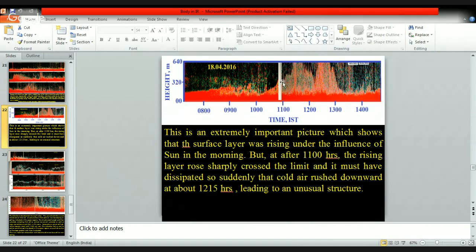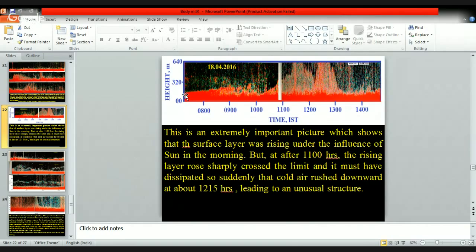That means the inversion, since it's a natural process, requires a lot of energy for it to be destroyed. And till it is not destroyed, we cannot say yes, the atmosphere is fully convective. Once the atmosphere is fully convective, then whatever amount of pollution you want to liberate, you can liberate.